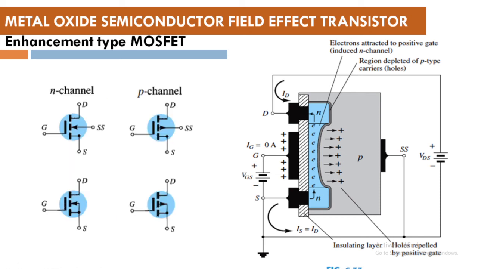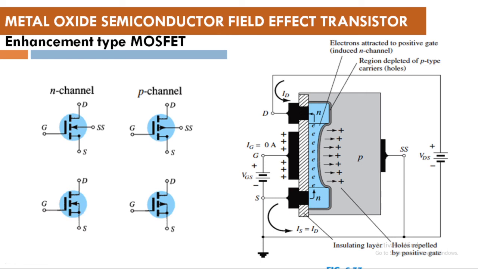Now let's see the symbolic representation of this. It's very interesting, because you see the difference between the previous symbol and this symbol. By default there is no channel. So you can see D and S are not connected, these are broken, showing that this is an enhancement type MOSFET, not a depletion type MOSFET. So whenever you are going to use this, always look into the symbolic representation properly.